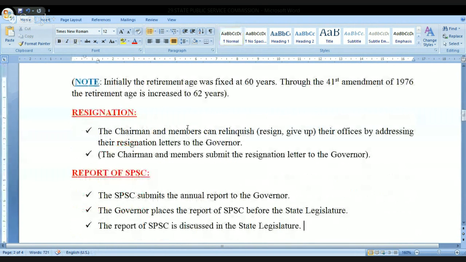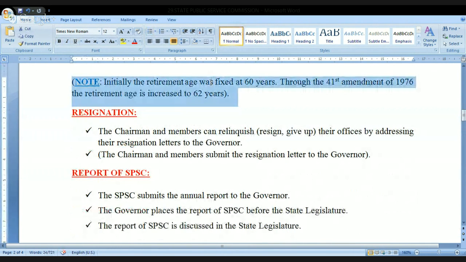Look at this. Initially, of course, it will not be a question for you in the examination. Initially, the retirement age of the members and the chairman is fixed at 60 years. So through the 41st amendment in the year 1976, the age has been increased up to 62 years. So even today also, they will continue for a period of 6 years or till they attain the age of 62 years.